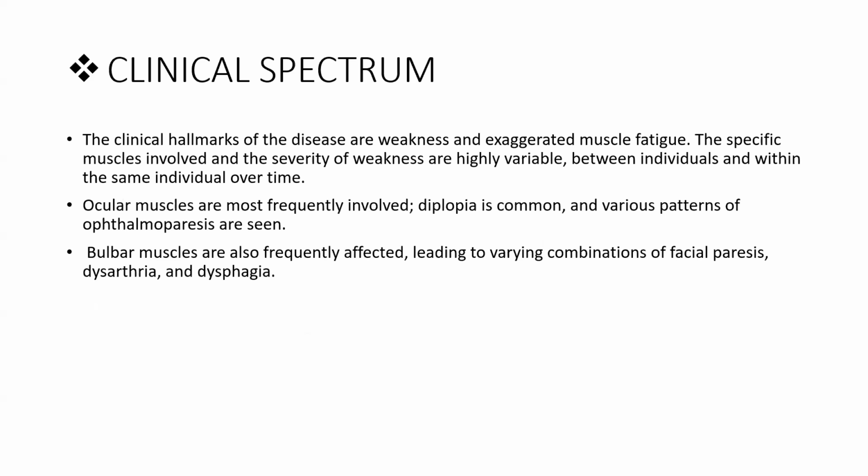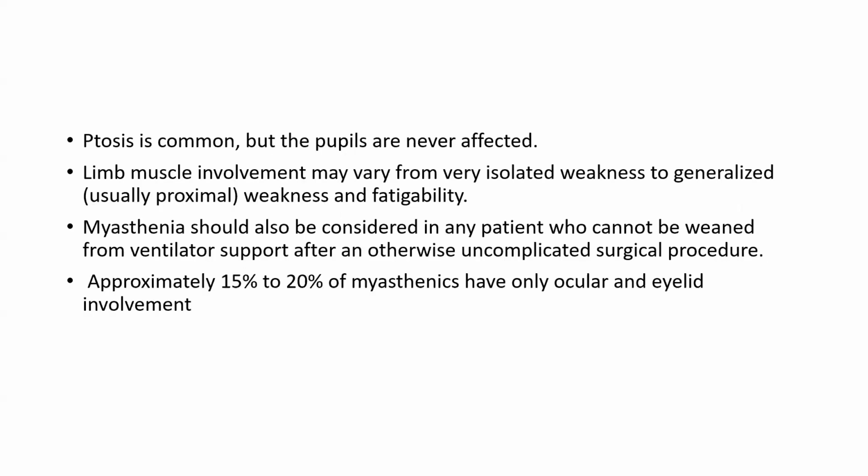Regarding the clinical spectrum, the clinical hallmarks of the disease are weakness and exaggerated muscle fatigue. The specific muscles involved and the severity of the weakness are highly variable between individuals and within the same individual over time. Ocular muscles are more frequently involved, diplopia is common, and various patterns of ophthalmoparesis are seen. Bulbar muscles are also frequently affected, leading to varying combinations of facial paresis, dysarthria, and dysphagia. Ptosis is common, but pupils are never affected. Limb muscle involvement may vary from very isolated weakness to generalized weakness or fatigue. Myasthenia should also be considered in any patient who cannot be weaned from ventilator support after an otherwise uncomplicated surgical procedure. Approximately 15 to 20% of myasthenic patients have only ocular involvement.